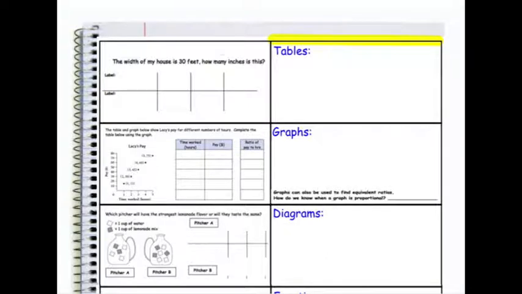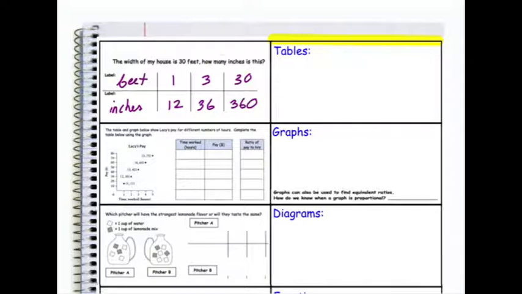So the first one is in tables. We talked about this a little bit in the previous video. But this says the width of my house is 30 feet. How many inches is this? First of all, you always need to label a table. So I'm going to label feet and inches. If my house is 30 feet, I know 1 foot has 12 inches. So 3 feet has 36 inches and 30 feet has 360 inches.